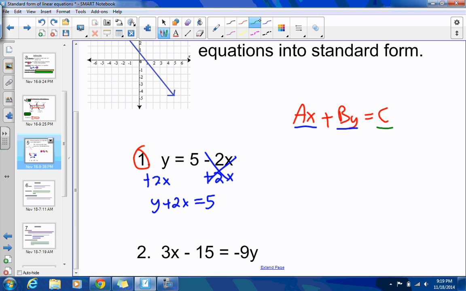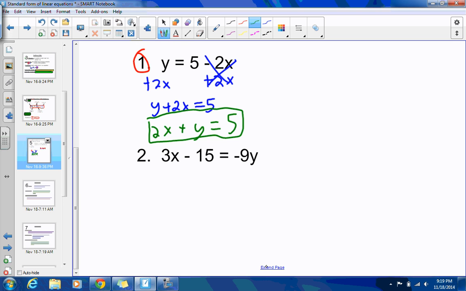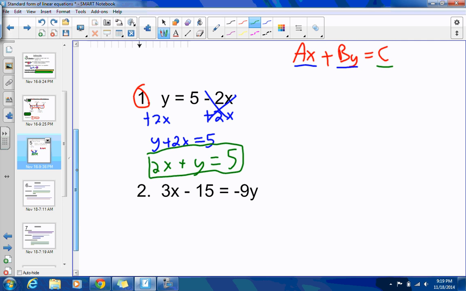But technically we can write it, if we want it exactly in this form, by switching these around and saying 2x plus y. This would be 1y, if you're wondering about what that b value would be, equals 5, and that would be it. You are done. It's in standard form. It only took us really one step, and if you wanted to add that last step to make it look pretty, you can. Focus on getting the variable terms to one side and keeping the constant on the opposite side.